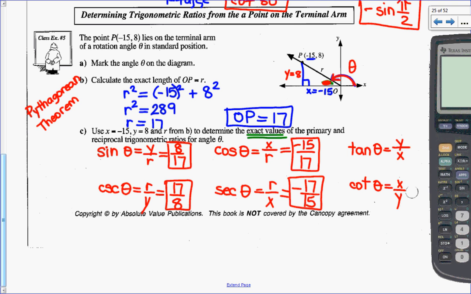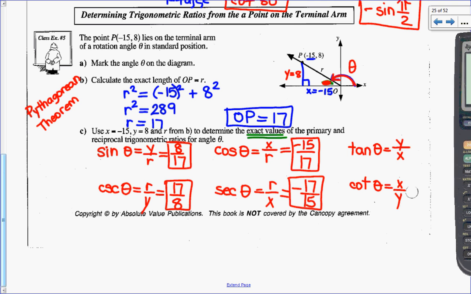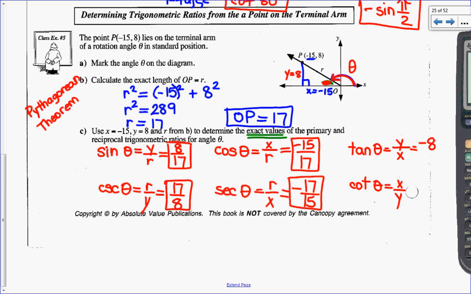The negative sign really is out front. It doesn't matter whether it's in the numerator or the denominator, or whether it's out front. If there's one negative sign, that makes no difference. Okay, tangent is y over x, that's negative 8 over 15. So if you take the reciprocal of that, then that's 15 over 8, and the negative is still there.